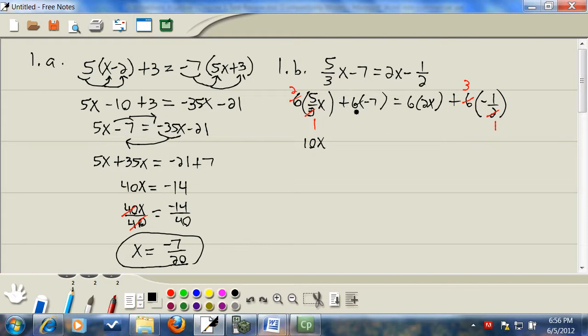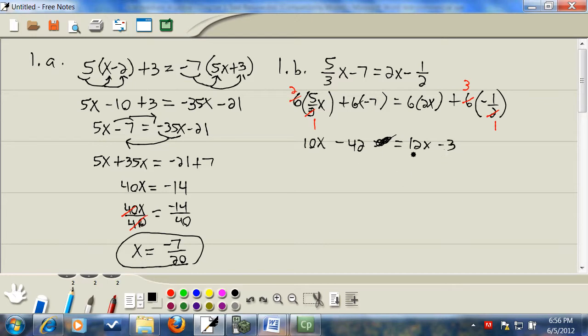Here my pen kind of screwed up, but that's 6 times negative 7, which gives us negative 42. Let me try again. 6 times 2 is 12, so we got 12x. And 3 times negative 1 gives us negative 3.